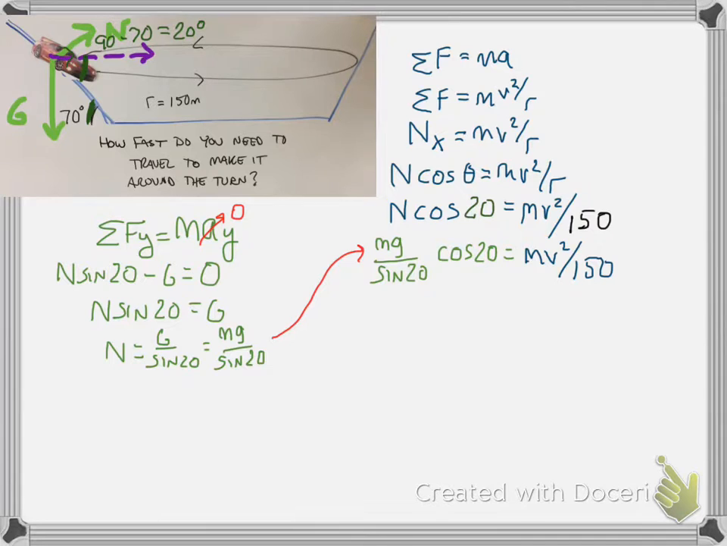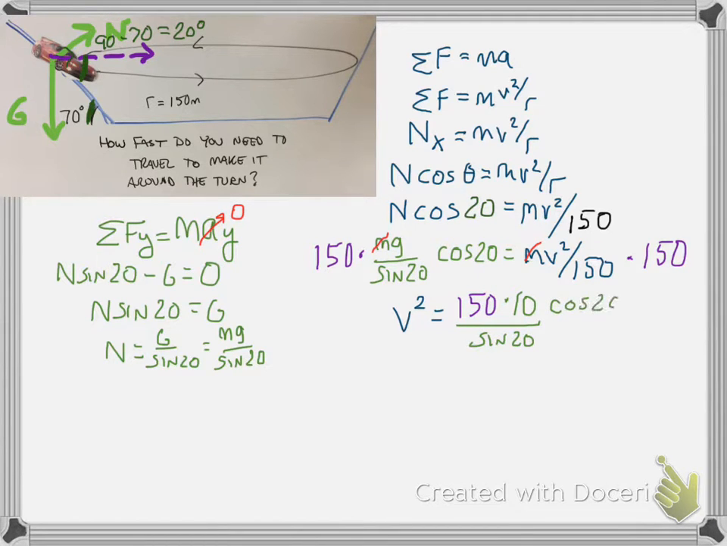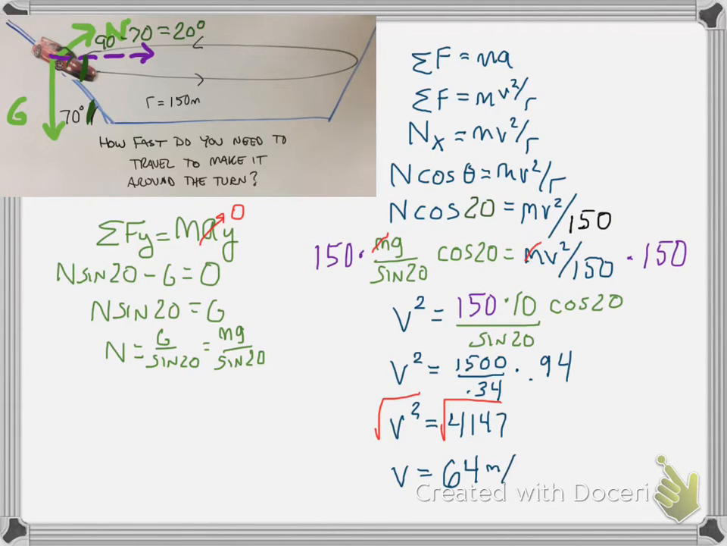And now again, we're trying to solve for v. So we're going to have to cancel out the m's and multiply both sides by 150. And now we're left with v squared equals. And we're going to evaluate sine and cosine at 20 degrees and substitute those in. And then we evaluate all of that. And then finally we take the square root and find out that the necessary speed is 64 meters per second.